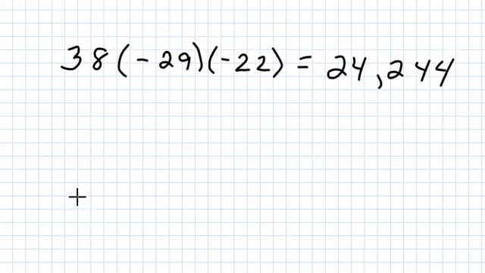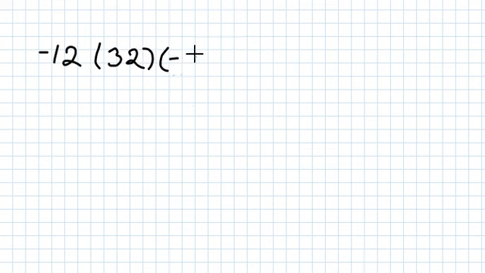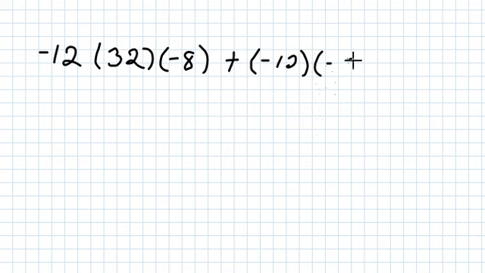Okay, let's look at a little bit more complicated one. What about if we had a negative 12 times 32 times a negative 8, and then we said plus negative 12 times negative 8. Alright, well, I'm just going to tell you that the answer is a positive 3,168. So you need to try to get that, right?